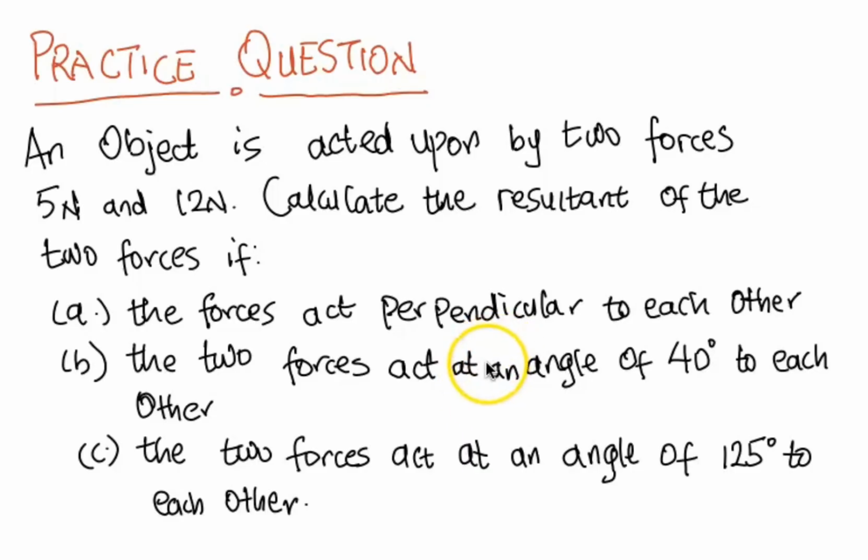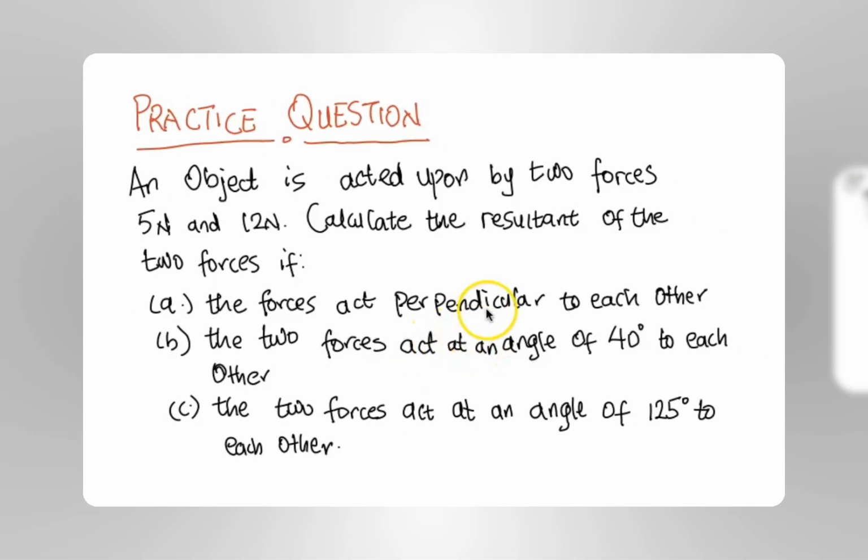The second is if the two forces act at an angle of 40 degrees to each other. And then the third is if the two forces act at an angle of 125 degrees to each other. So we have two vectors that are acting at different conditions or at different angles to one another. So let's begin with the first one.